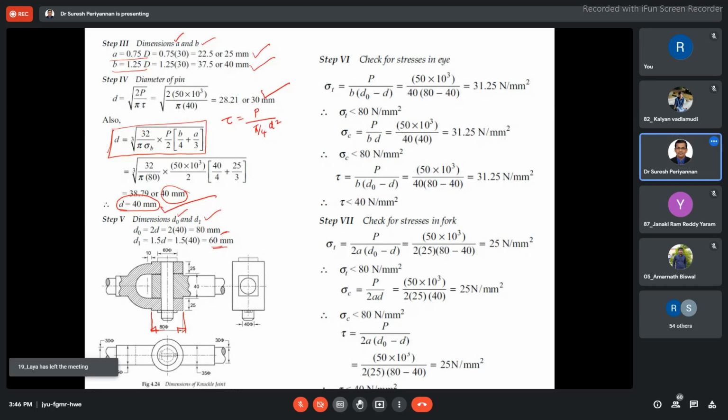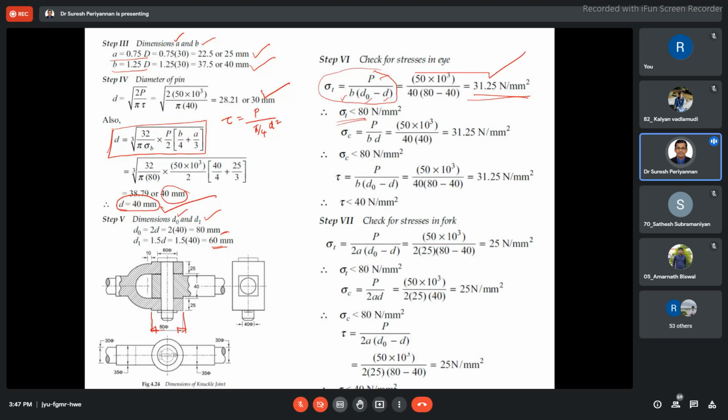Now this is the tensile failure in the eye end: P by B into D0 minus D. We already know B, D0, D and P. Then our tensile stress is 31.25 Newton per mm square. This is less than the permissible limit, sigma t less than 80 Newton per mm square. Then these are suitable dimensions.